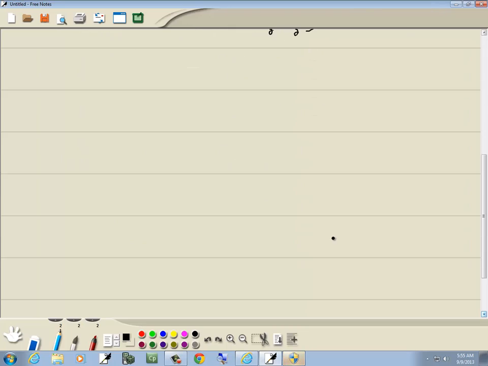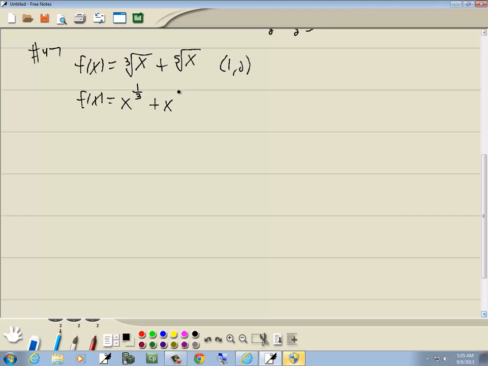47. This is find the equation of the tangent line. Where's it at? There it is. F of x equal to the cube root of x plus the fifth root of x. And that's at the point 1, 2. Well, I need to put them into rational exponent form, fractional power form. This will be x to the 1/3, and this will be x to the 1/5.